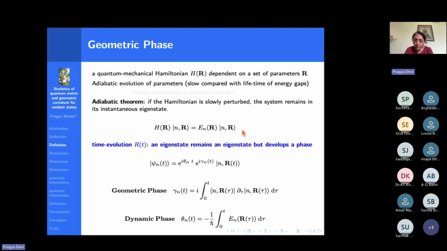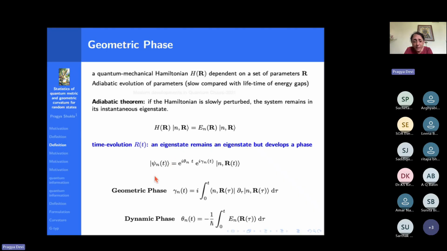But the question is, what happens if your parameters are evolving in a cyclic way and come back to their original position? Although the state depends on the parameters, and the parameters have come back to their original position through some cyclic path, whether the state has changed or not, that is the question.